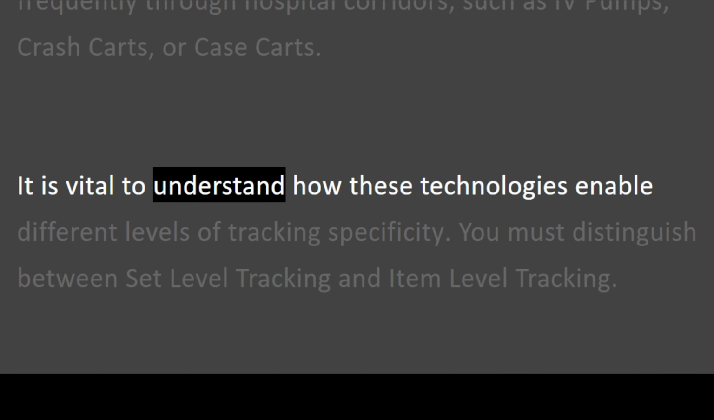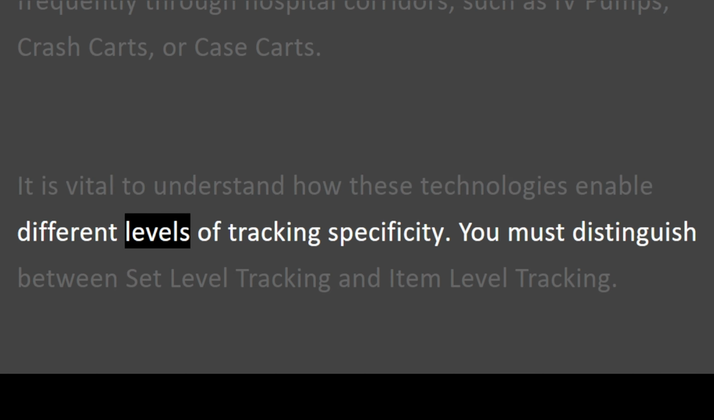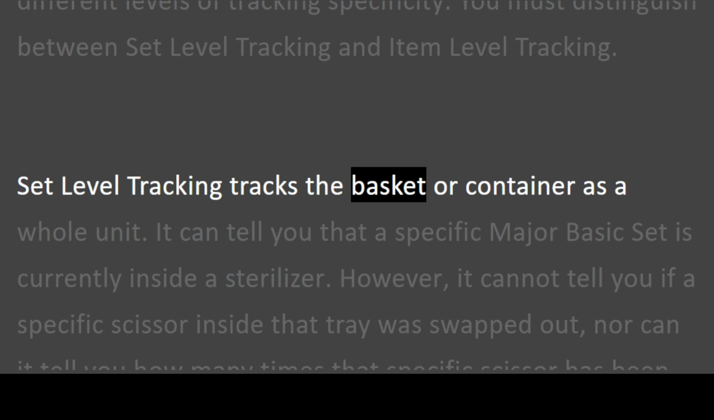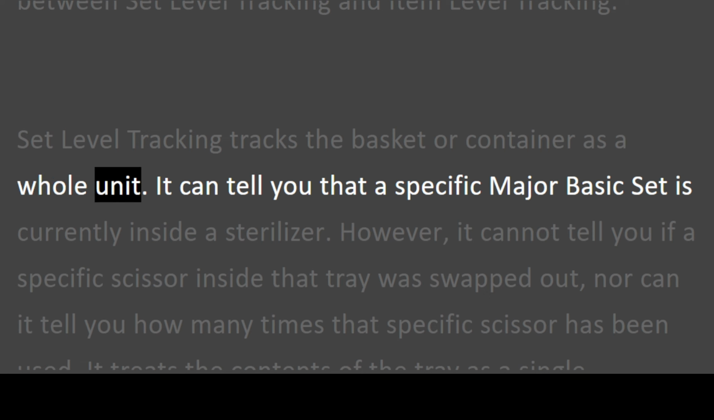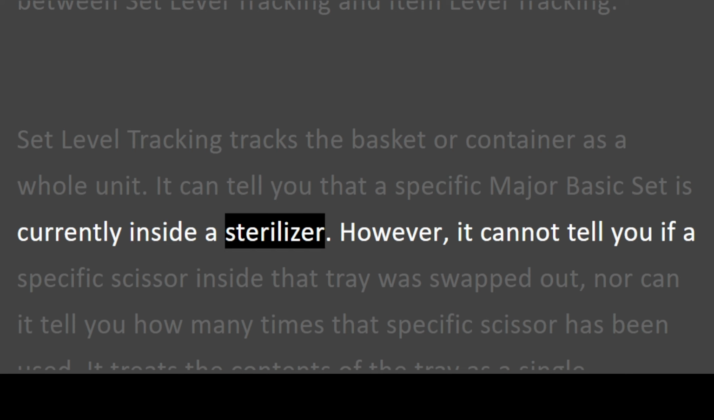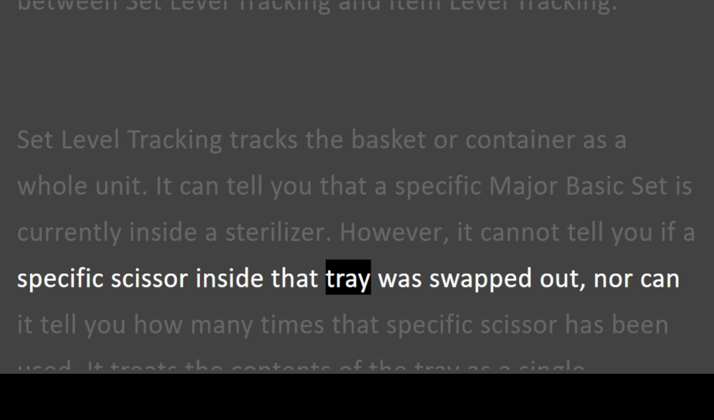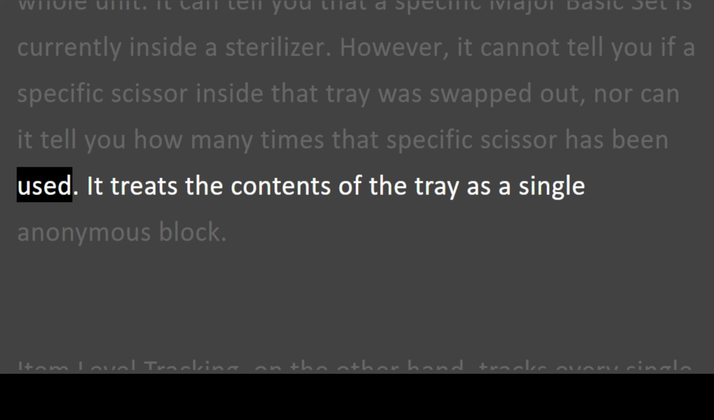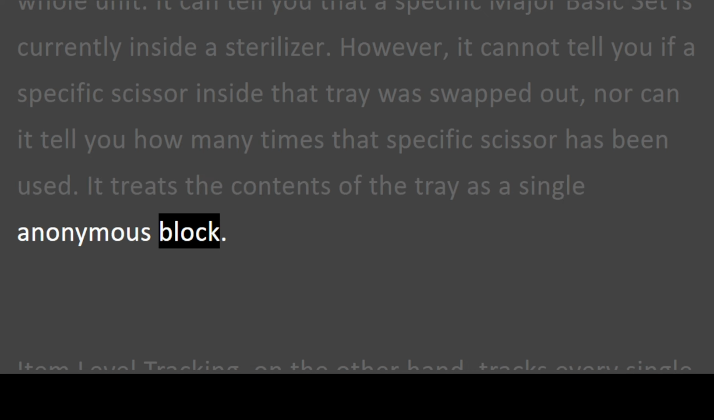It is vital to understand how these technologies enable different levels of tracking specificity. You must distinguish between set-level tracking and item-level tracking. Set-level tracking tracks the basket or container as a whole unit. It can tell you that a specific major basic set is currently inside a sterilizer. However, it cannot tell you if a specific scissor inside that tray was swapped out, nor can it tell you how many times that specific scissor has been used. It treats the contents of the tray as a single anonymous block.